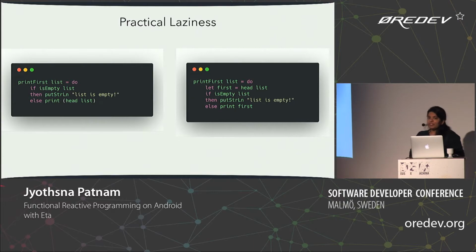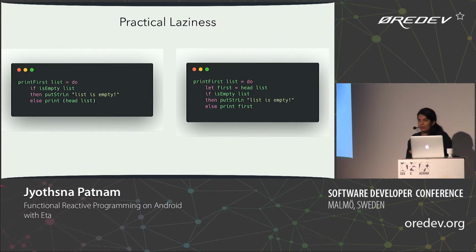So we programmers, we are human beings, and we make mistakes, we refactor so many times, and you never know. Say we actually introduce a binding called first by mistake that takes the head of the list here in front, just before the if condition. In a strict language, this might actually crash your program.